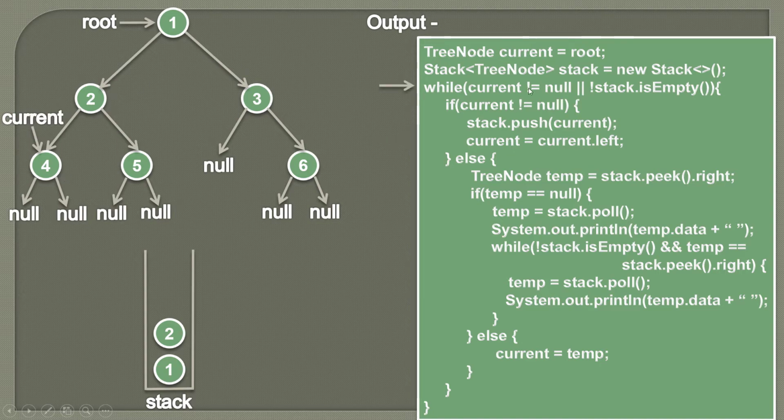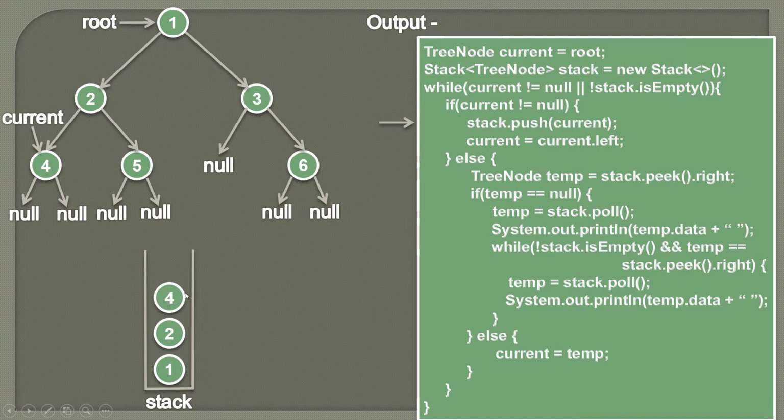And similarly, current is not equal to null. So this condition comes out to be true. Here current is not equal to null because it is pointing to node 4. So we simply push current onto the stack because there can be a possibility that there is a left subtree or a right subtree.